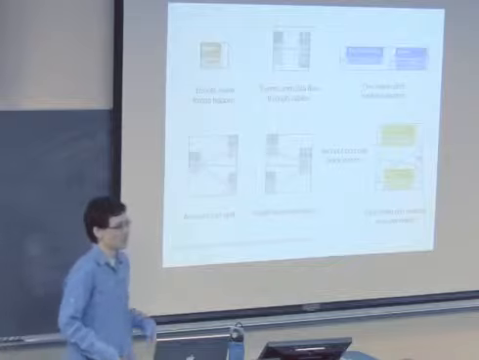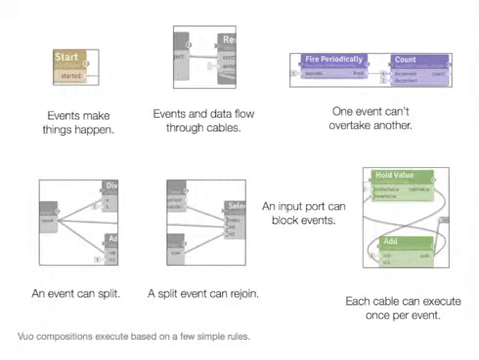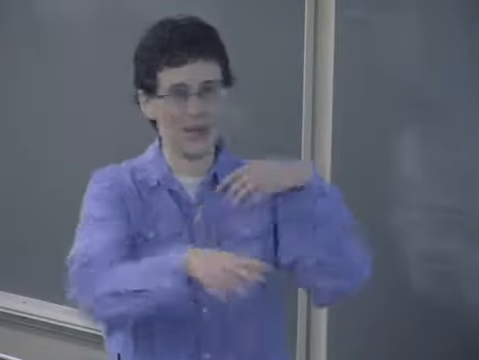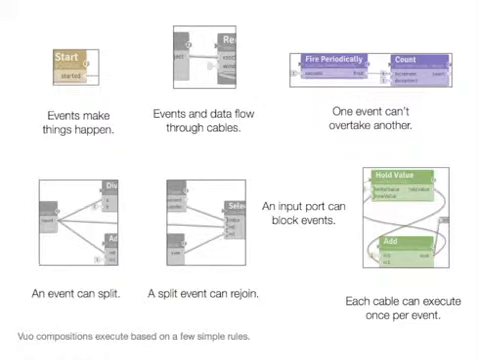Okay, so just to sum up what we talked about: events are what make things happen in Vuo, and events and data can flow through cables. We have some thread synchronization, so events can't overlap and outrace each other. They have to wait. Events can split up and nodes can execute concurrently, and then events can get back together, and there's thread synchronization to make sure that happens as you would expect. We have some control flow for events based on when they run into the blocker input ports. We have some rules about feedback loops to make sure that you don't accidentally create an infinite loop.